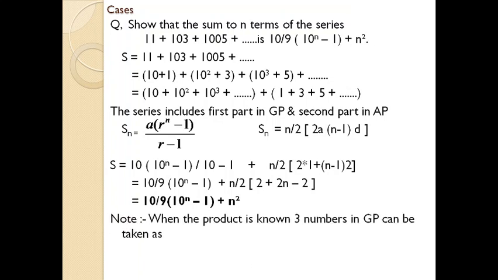Okay, next one. It's known, just remember it: when the product of a series is known, three numbers in geometric progression can be taken as a by r, a and ar. There are a number of notes which we have discussed in the previous session. Just remember all these notes. We will deal with this case in the next session.